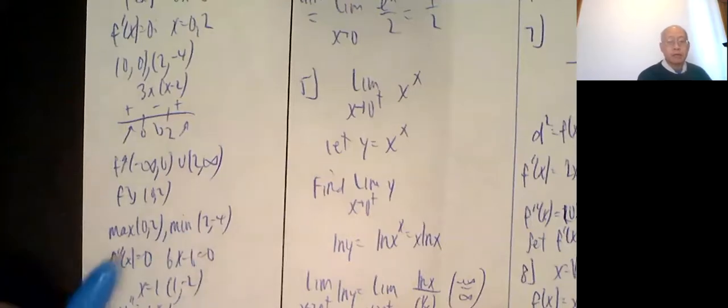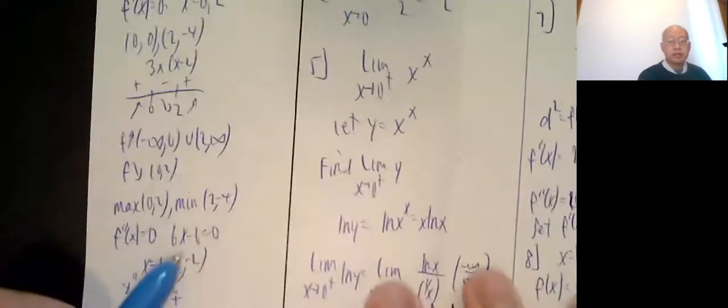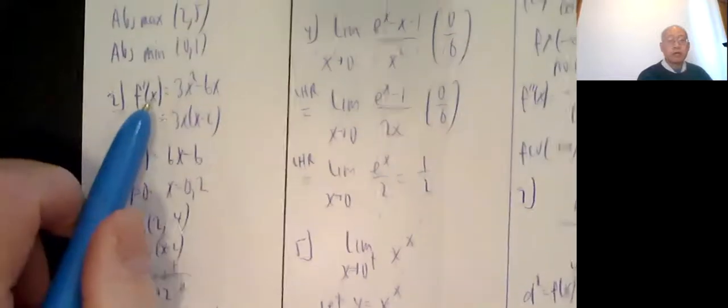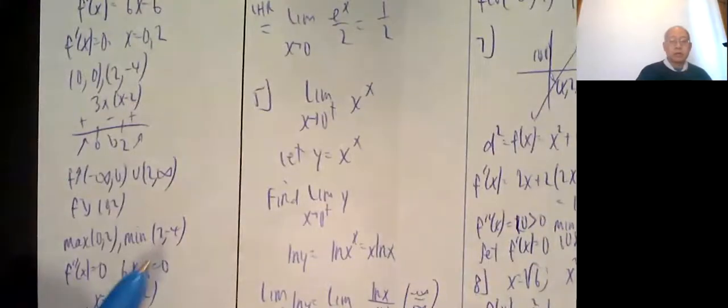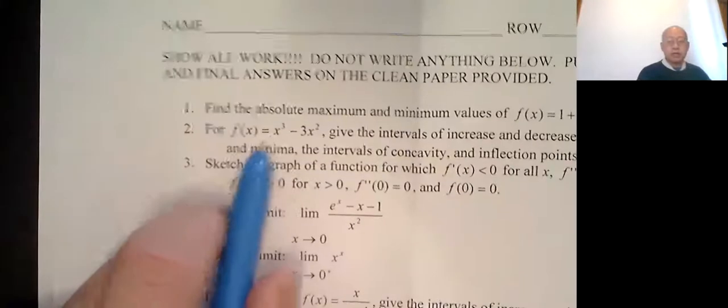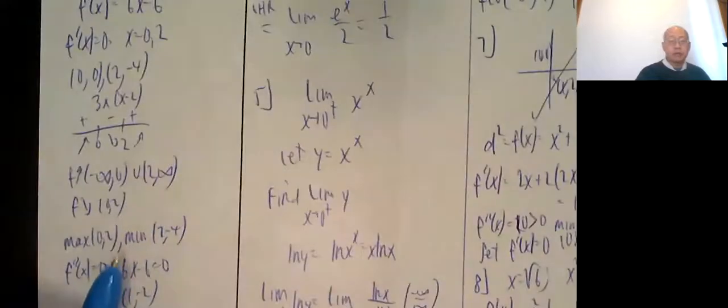Set f double prime equal to 0. 6x minus 6 equals 0. X is 1. Plug 1 back into the original function, and you get negative 2. So (1, negative 2).